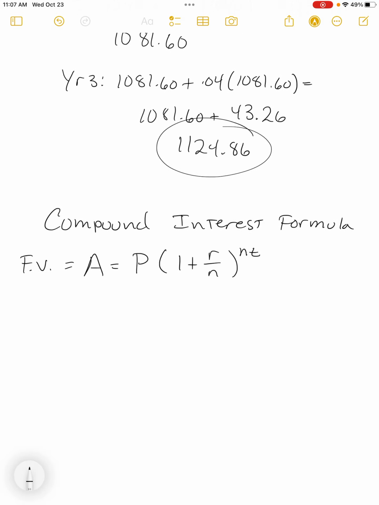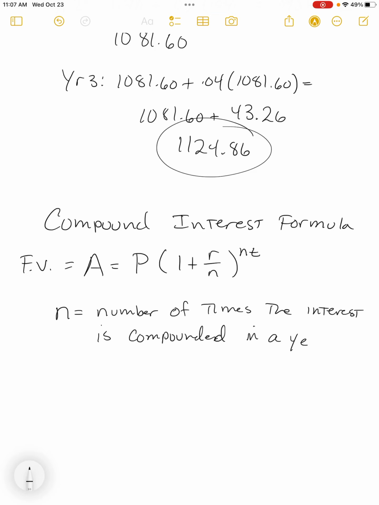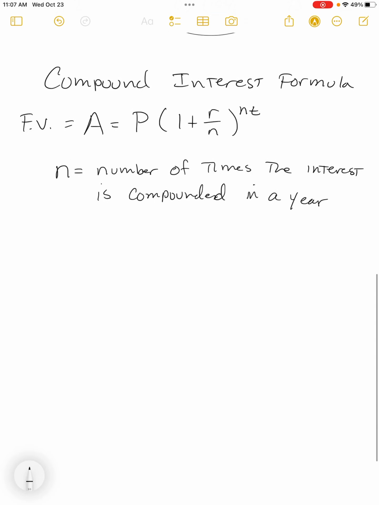And then there's this weird N thing. And I want to make sure you understand what N is. So N is the newest variable, and it's the only one that's new. N is the number of times the interest is compounded in a year. So that's what N is. The number of times interest is compounded in a year.